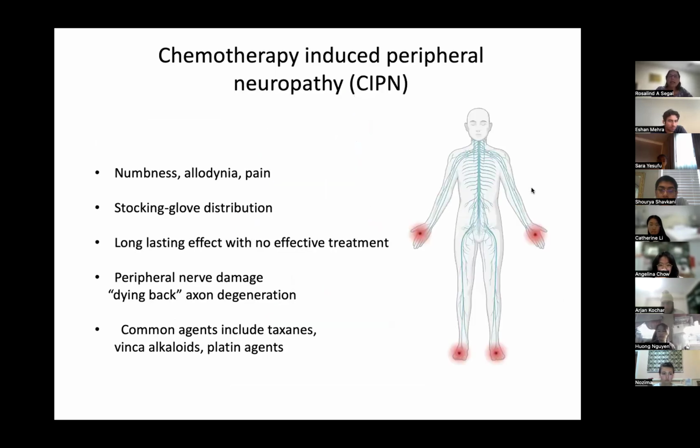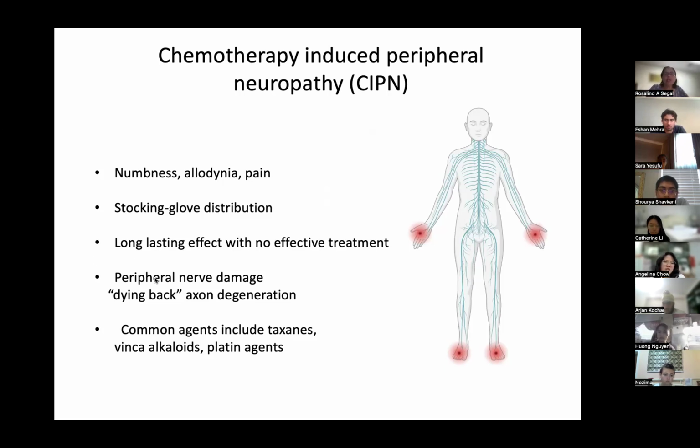So what is chemo-induced peripheral neuropathy? What patients experience is numbness, allodynia, which is experiencing something that normally would not be painful as pain. So for example, a light touch like that could be perceived as very painful. That's allodynia. And then just general pain. This occurs in a stocking glove distribution, in other words, primarily affecting the hands and the feet. And this is where the longest axons end, right? We talked about how long those need to be.